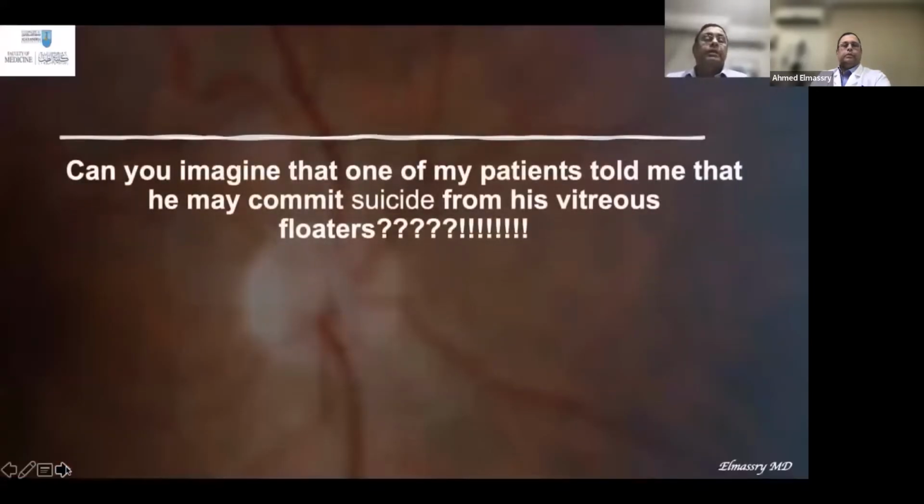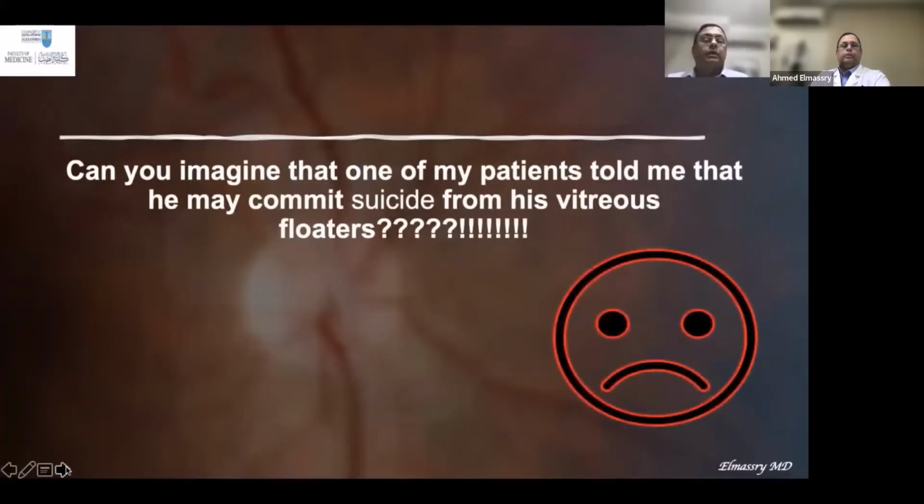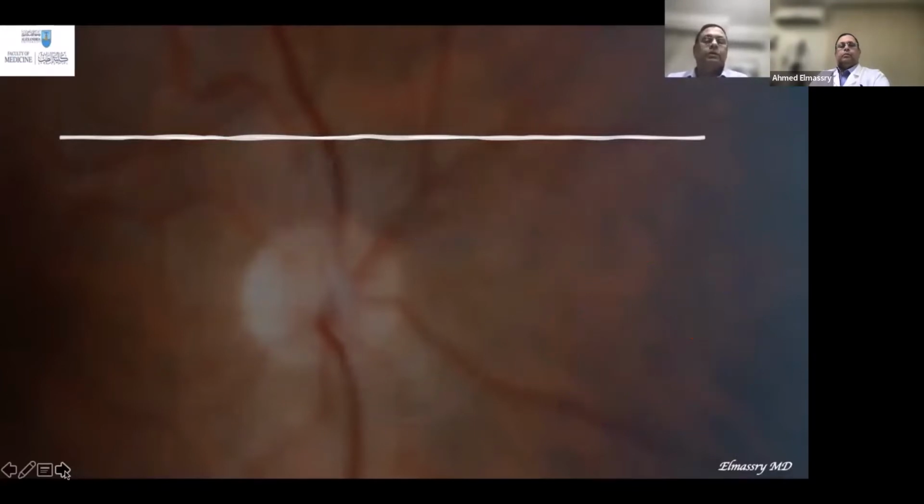So can you imagine that one of my patients told me that he may commit suicide from his vitreous floaters? Another patient, who was a pharmacist, couldn't drive whether at night or in the morning due to the floaters. And after I did YAG laser vitreolysis for him, he can drive safely at night and in the daytime. He was very appreciative of the technique and asked why not all ophthalmologists have an idea about YAG laser vitreolysis to get rid of these floaters, which definitely annoys the patient more than the doctors.